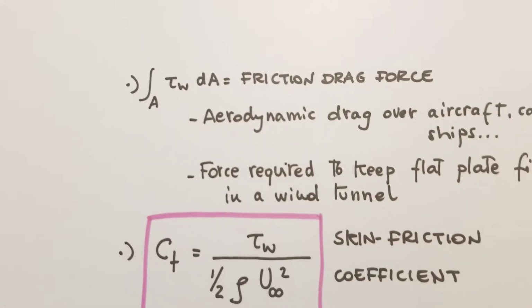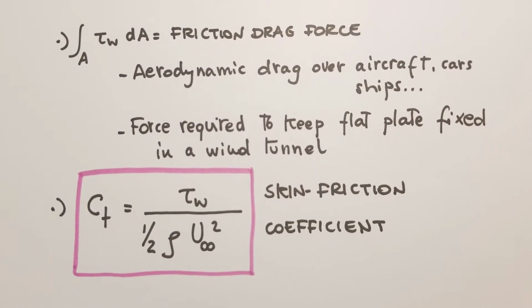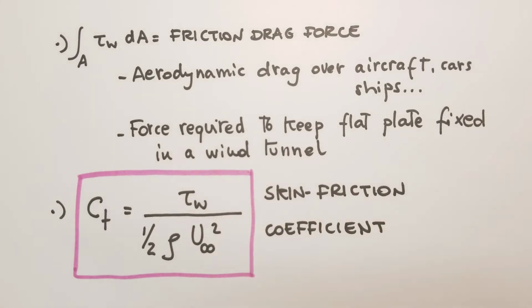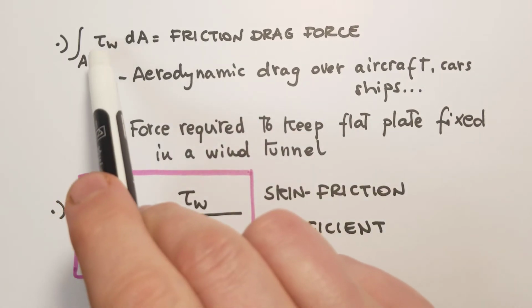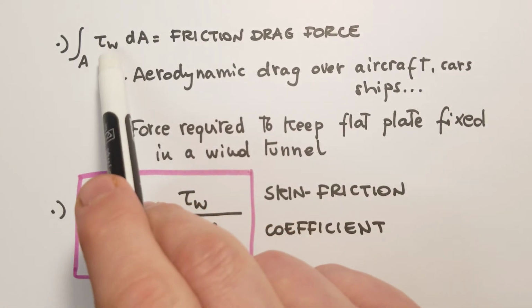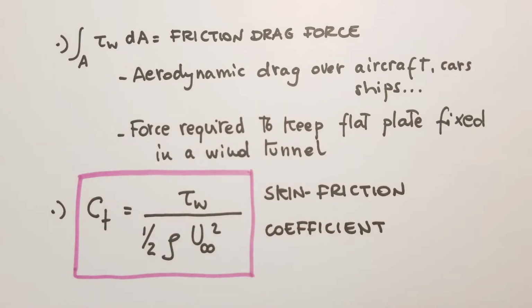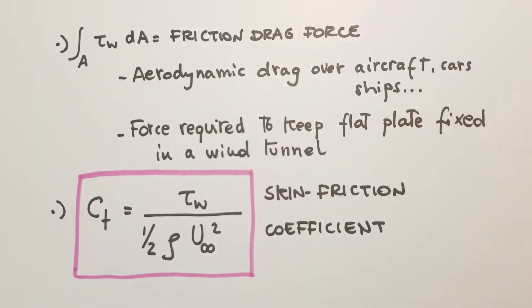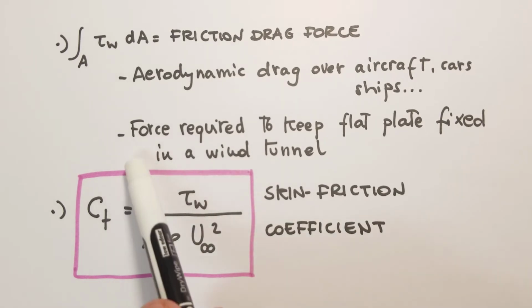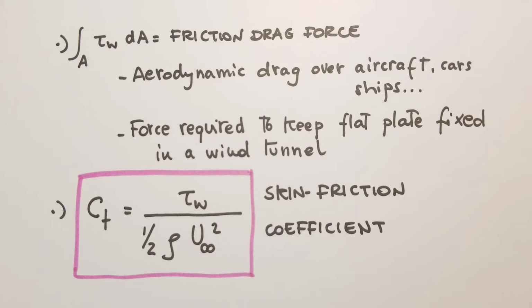So let's go back to the case of the flat plate. Now, if we integrate the wall shear stress over the surface, then we find the friction drag force. We recall that the units of the wall shear stress are newtons divided by meter squared, so if we integrate over the area, we find newtons, a force. This is the aerodynamic drag over aircraft, cars, ships, and so on. Or it can be interpreted, for example, in a wind tunnel, as the force required to keep the flat plate fixed.